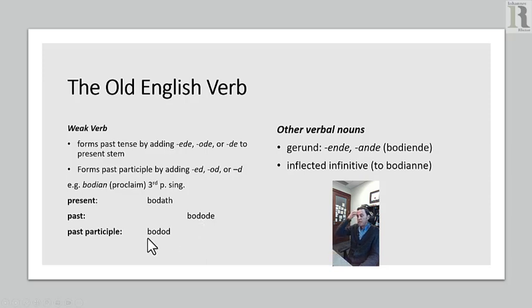It's funny to say. In the past participle, I have waited, ich habe gewartet. There are other forms that we can derive from the verb too, and these are called verbal nouns.